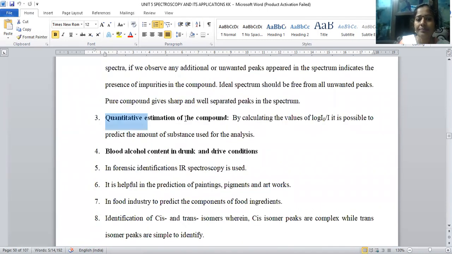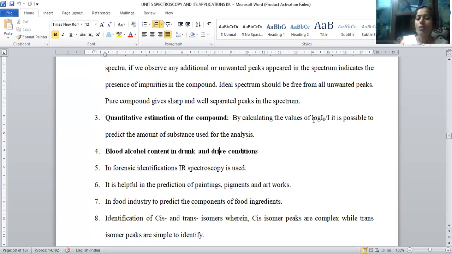The next is quantitative estimation. Quantitative estimation means measuring the compound in terms of concentration, in terms of exact weight, whatever the quantity measurement is, whether solid or liquid. Solid can be measured in weight, liquid can be measured in volume. The type of analysis so carried out is called quantitative analysis.